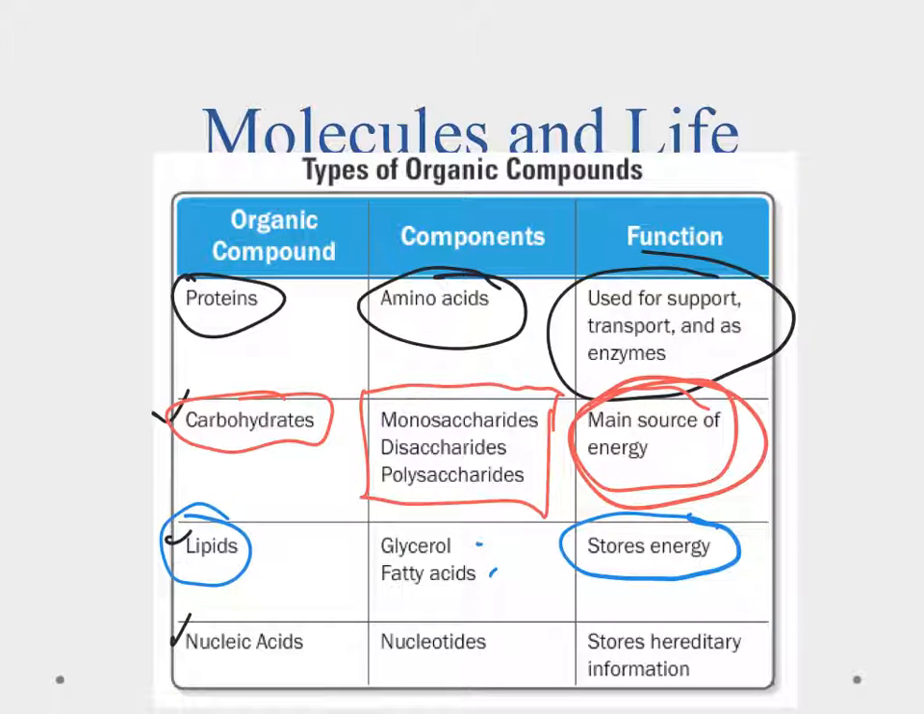And then finally, we talked a little bit about nucleic acids, and those were made up of nucleotides. These are our DNA and RNA, and those are the ones that store the hereditary information. So remember these four, okay? We're going to talk about them and where they fit into our cell a little bit later on in this unit.